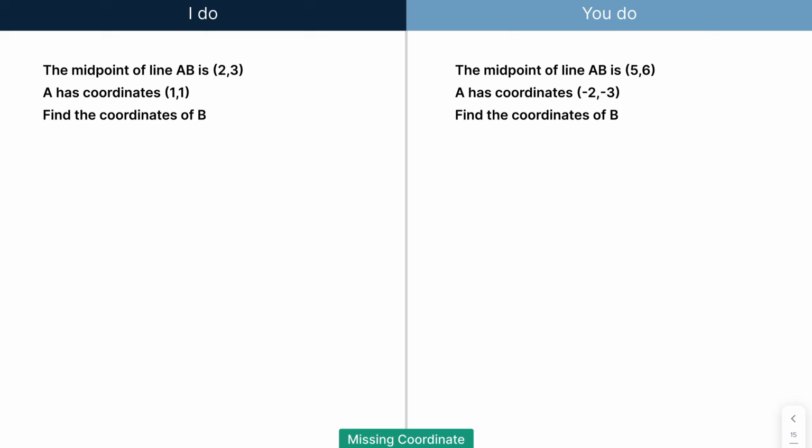Now moving on, we are looking at finding a missing coordinate. So we've been given the midpoint this time. It says the midpoint of the line AB is 2, 3. A has coordinates 1, 1. Find the coordinates of B.